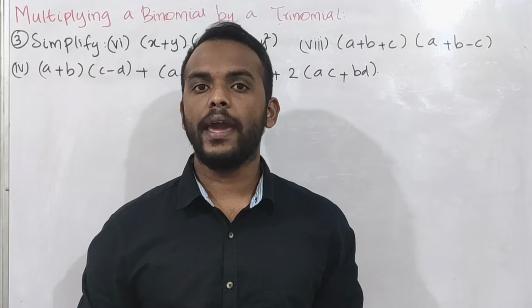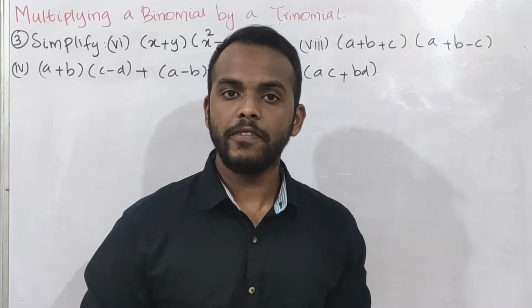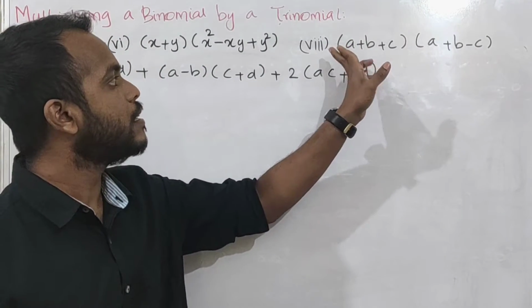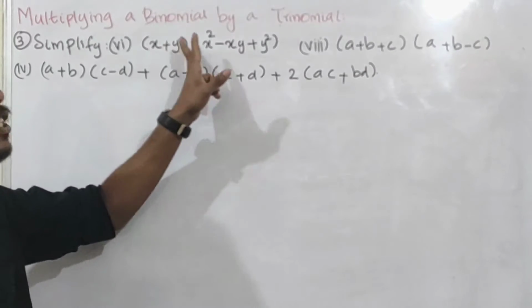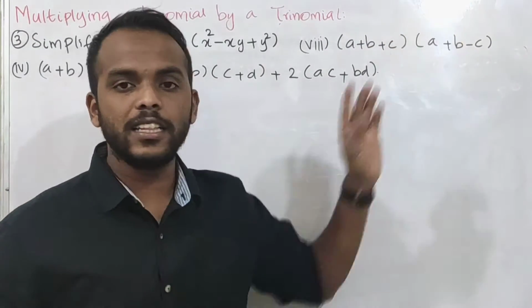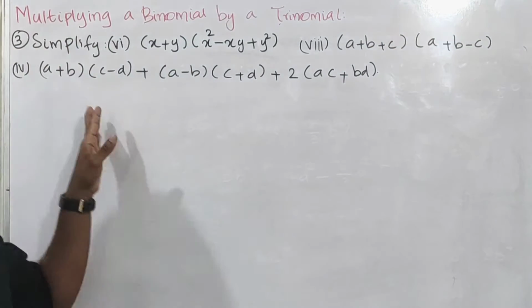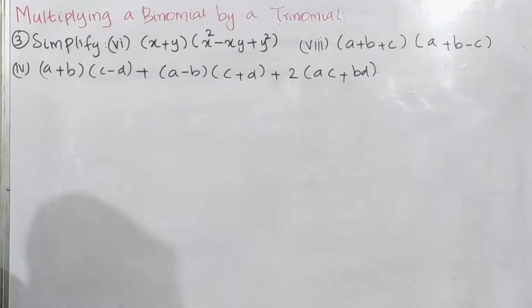Now let's see how a binomial can be multiplied with a trinomial, and after that we will follow how to multiply. Here first we will multiply a binomial and a trinomial. First we will do this process, then after that we will multiply this trinomial with another trinomial. Let's see. And we have a last question as well from this exercise. Let's do all three of them.